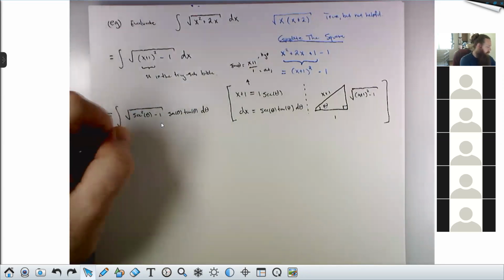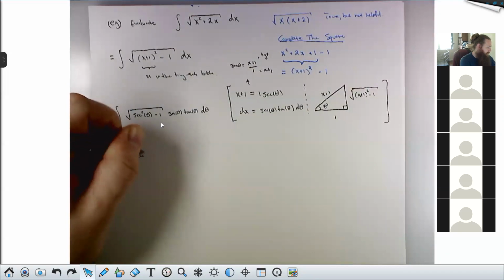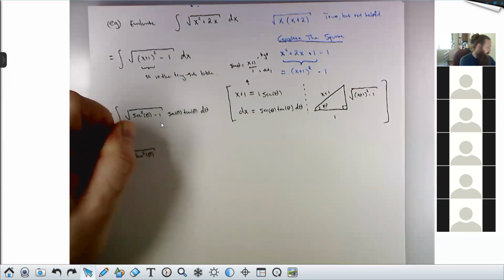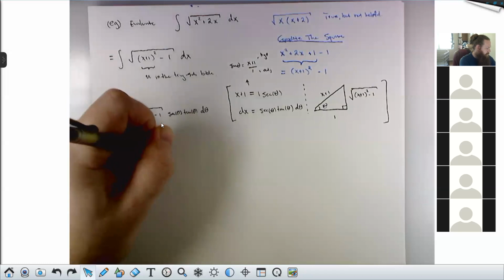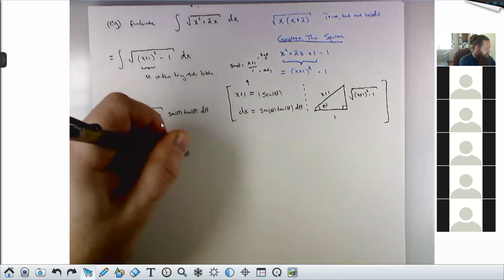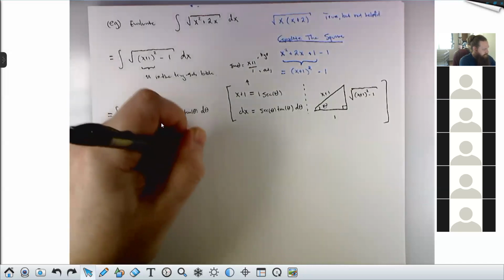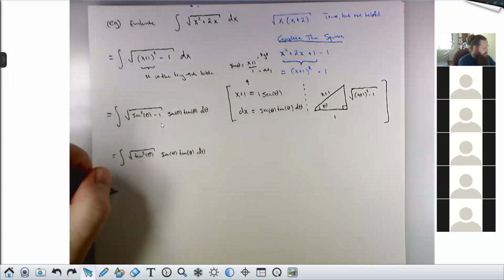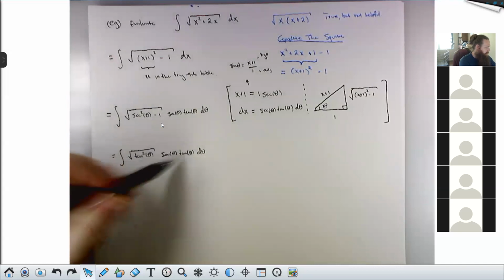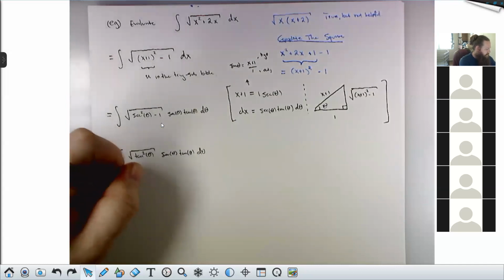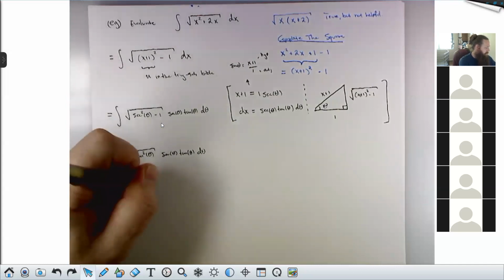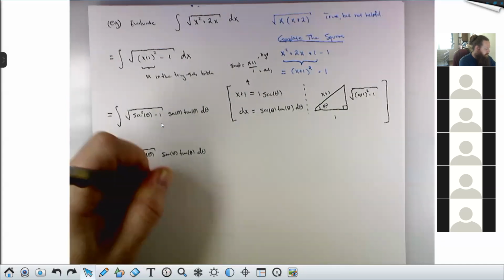So this is the integral of the square root of tan squared theta times secant theta tangent theta d theta. And it's about to get better. Square root of tangent squared is tangent. Tangent times tangent is secant times tangent squared.